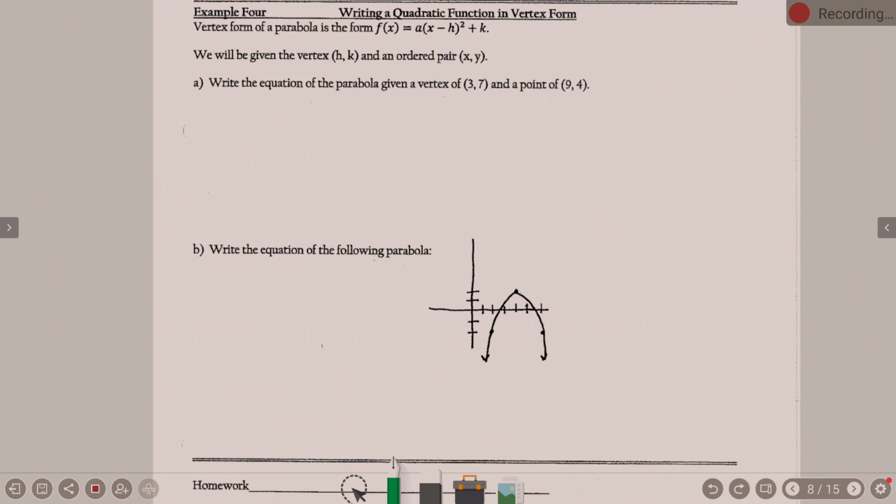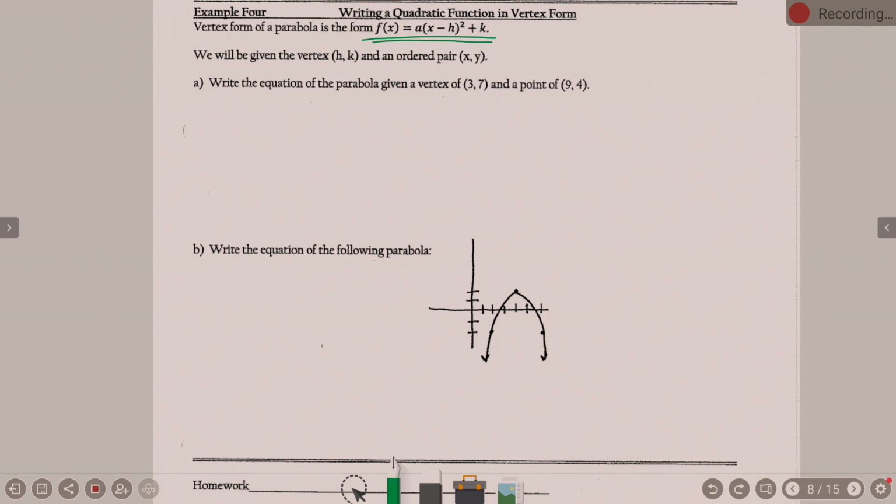Okay, the bottom of the page. One last topic. See if we can get through it. Example 4, vertex form. We've talked about vertex form today, right? F of x equals a times x minus h squared plus k. Given a vertex and another random ordered pair, we're being asked to write the equation.